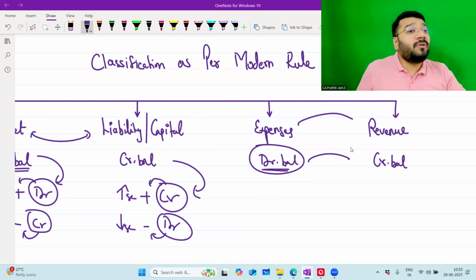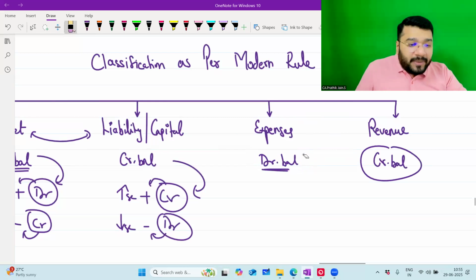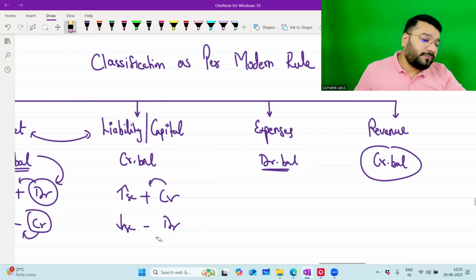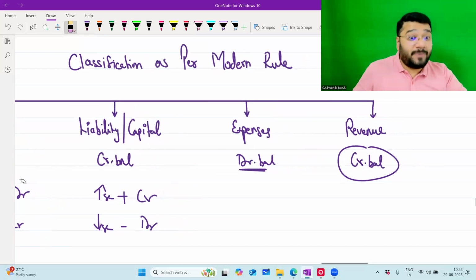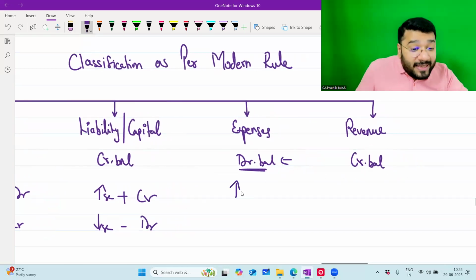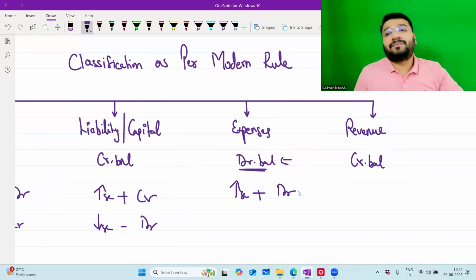As per nominal rule, debit all expenses and losses, credit all income and gains. Any problem in this? Now you tell me the rule. To increase expenses, what should I do? Apply common sense. Who is the hero of expense? Debit balance. To increase expense, that is, to add expenses, what should I do? Debit.